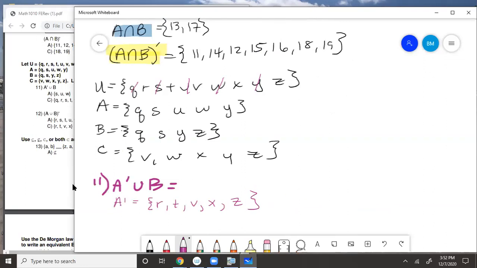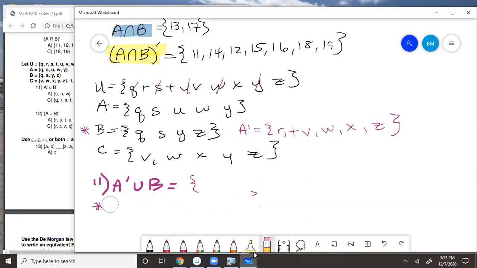And we want to union that with B. So the union of the complement of A and B is equal to... Would it be easier if I put A prime here? Well, Z is the only one that's in both, isn't it? Oh, no, this is the union, right? Yes, the union is actually everything in both.